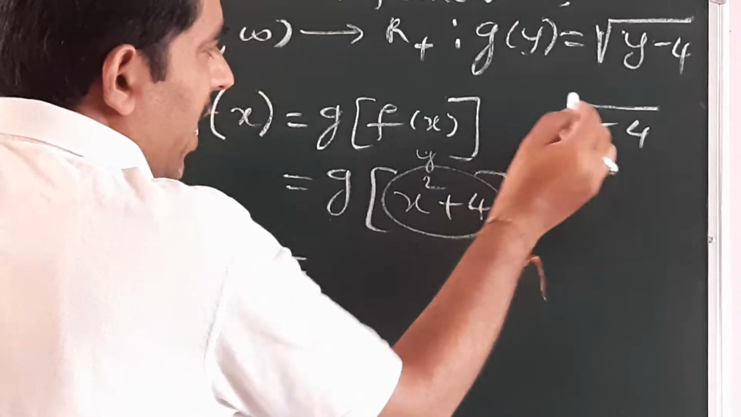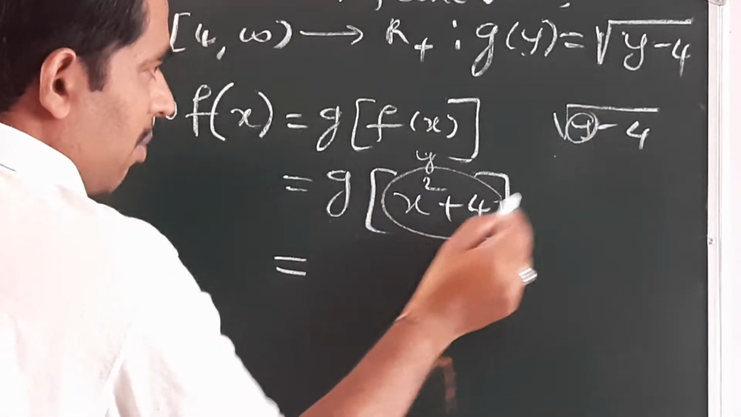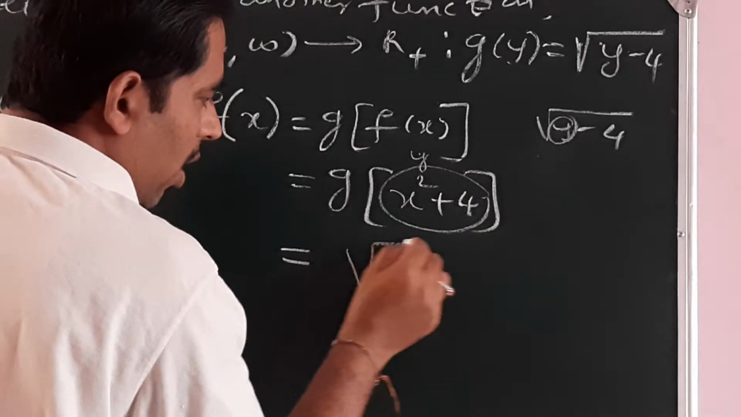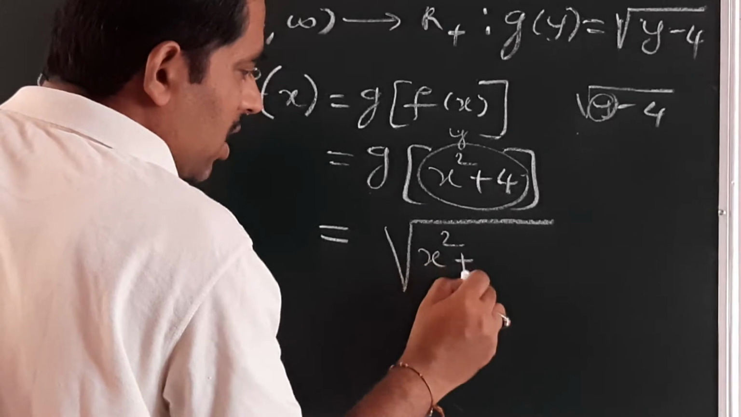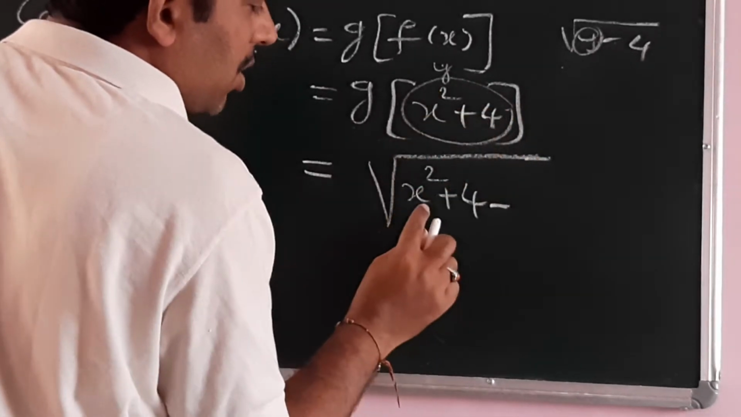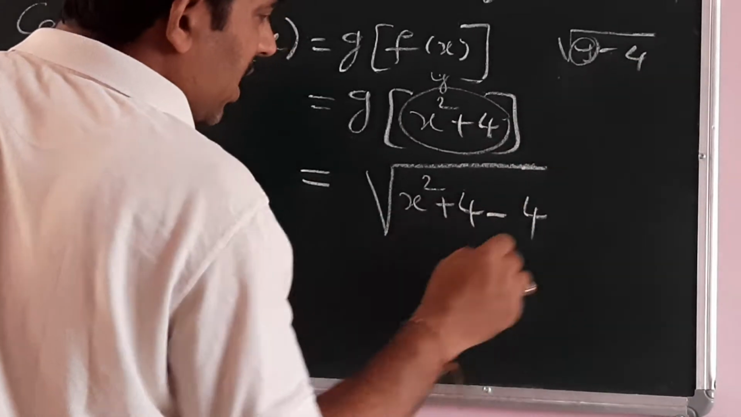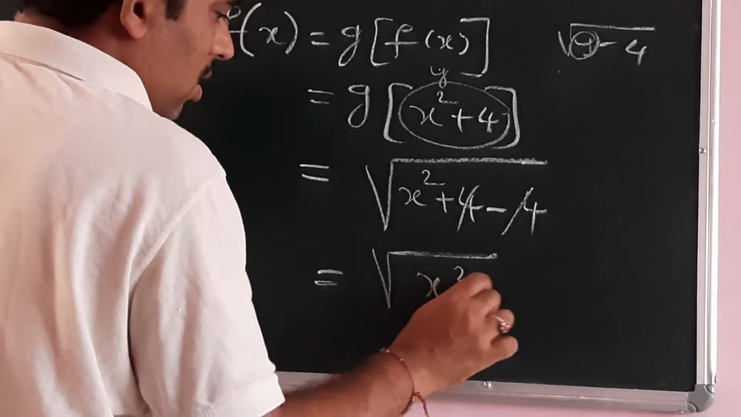So instead of y, whatever the quantity is inside this bracket, x square plus 4, I have to replace y by that. So I write square root of y minus 4. What is y here? It is x square plus 4. So instead of y, I have substituted x square plus 4, minus 4, inside the square root. Square root of x square plus 4 minus 4, the 4s cancel. Square root of x square.